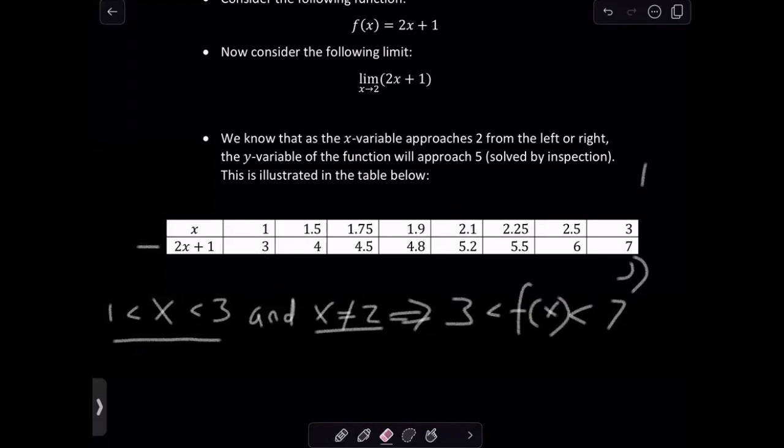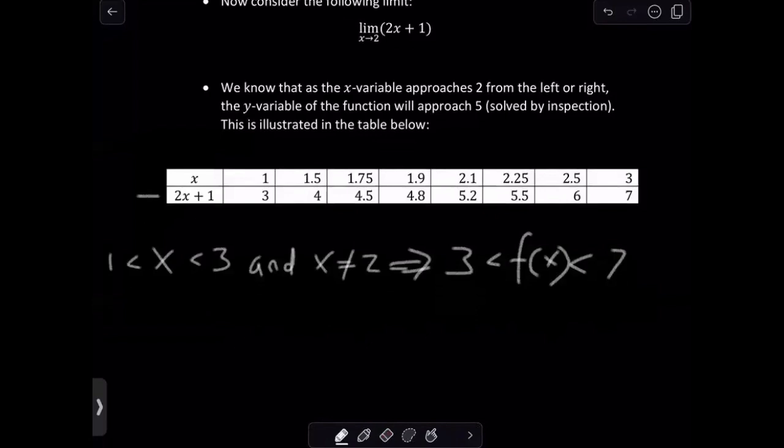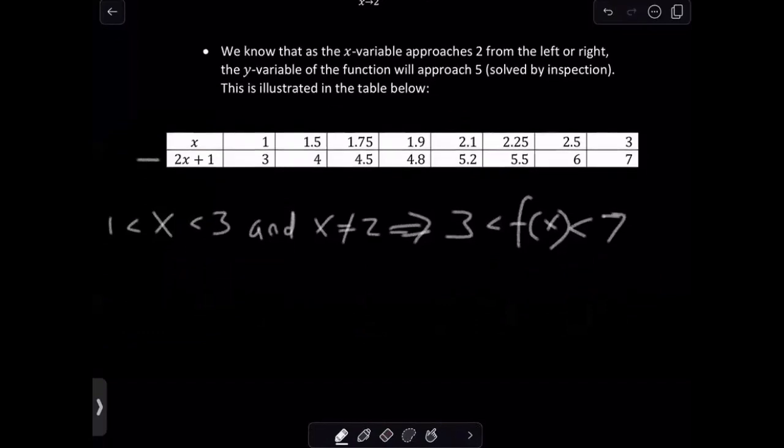So what I can say now is that when x is between 1 and 3 and x is not equal to 2, then the y value, or the output value, or we can call it f of x, is going to be between 3 and 7. Okay, so that's what we have here. Now, I want you to take a look at this implication. I'm going to write it in another form that's a bit neater. This is the exact same thing.